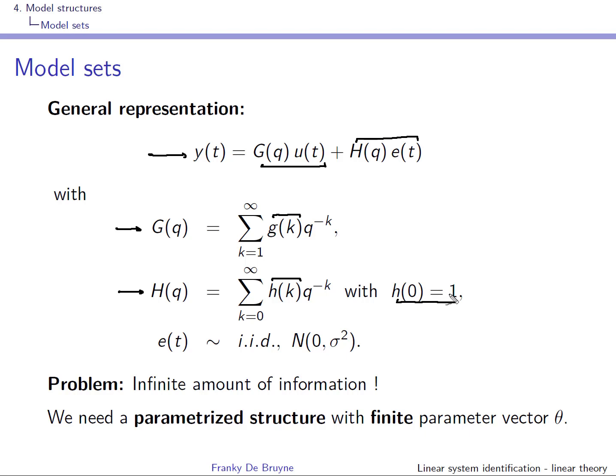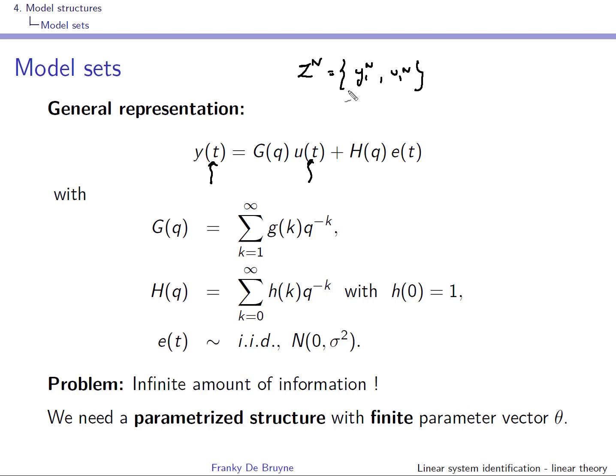And H(q) is monic, so the first element of the impulse response is 1. So the question is, if we have data coming from this system, and we'll call this data Z^N, it's a set of output data. Let's say that we have N output data and we have N input data. So based on such a set, is it possible to obtain a representation of the system?